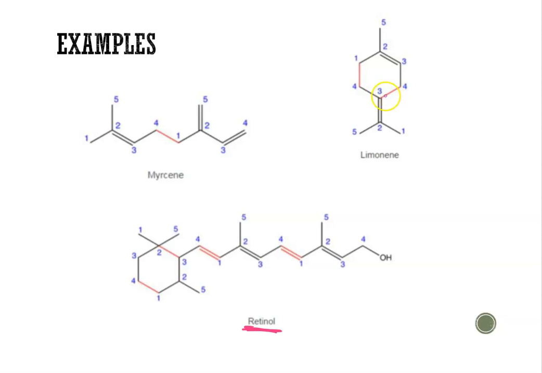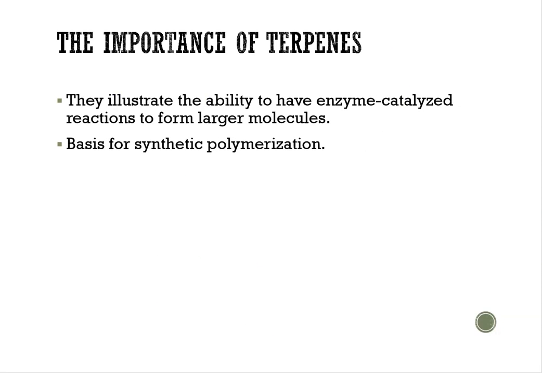And then here we also have the linkage actually occurring to create a ring. This is limonene, which is exactly what it sounds like. It smells like lemons. All right, so these are different types of terpenes that we have here.